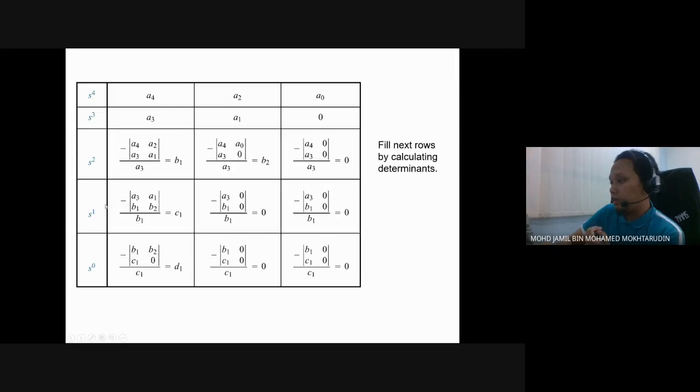Okay, then you get the values for the row S1. And then for the last row, the S0, do the same thing. So for the first box, you take value B1, C1, B2, and 0 divided by C1. For this box, you take B1, C1, 0, and 0 divided by C1. And for this box, you take B1, C1, and 0 value is here because there is no value here, and 0, and then divided by C1.